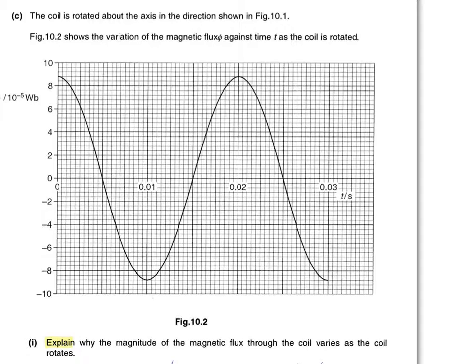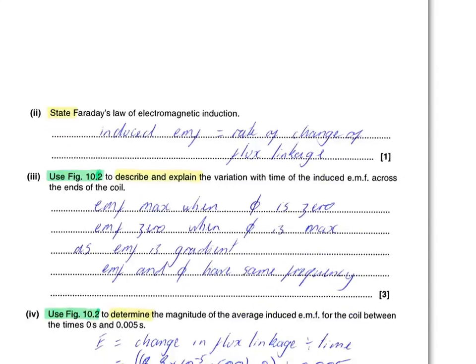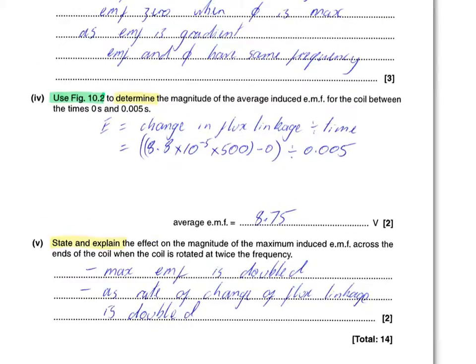So 8.8 times 10 to the minus 5 is the starting value. The ending value is 0, so the 8.8 times 10 to the minus 5 becomes the change in flux. We need flux linkage, so just whizzing back to where I've written the answer. So there's the change in flux, multiply it by 500, it becomes the change in flux linkage, and divide it by the time interval to get the rate of change of flux linkage, which is the induced EMF, and it works out as 8.75. Really neat question next.